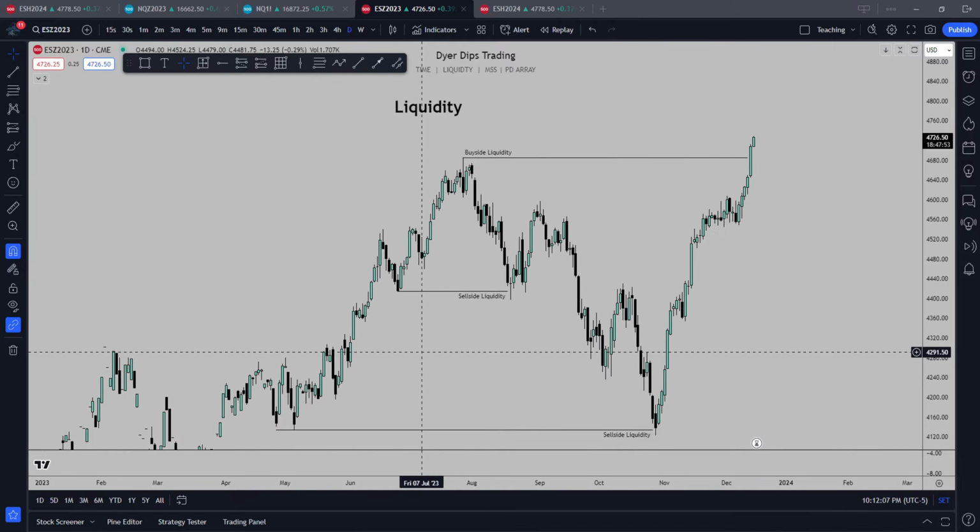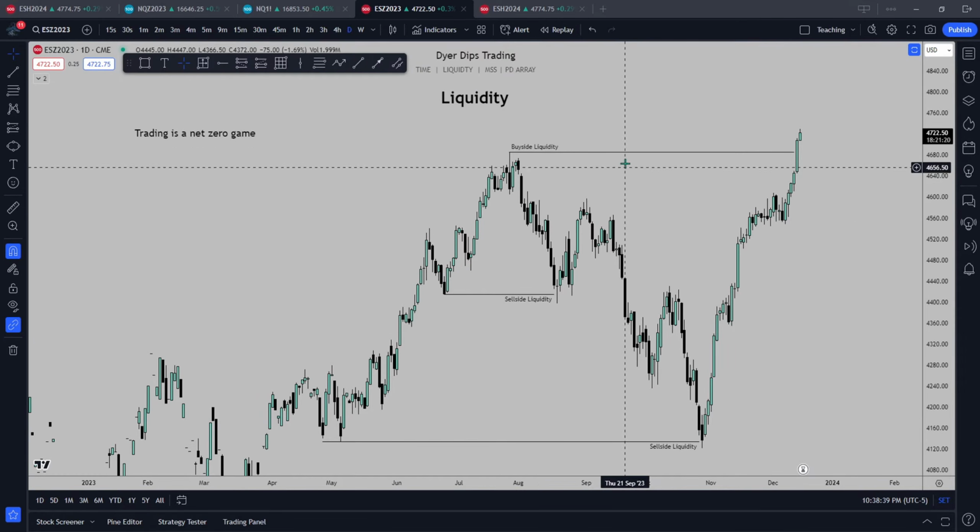Today we are going over the number one most important ICT concept to date. That concept is quite simple, but if you don't use it properly, you'll never be able to find success using these concepts. So without further ado, let's get into liquidity.